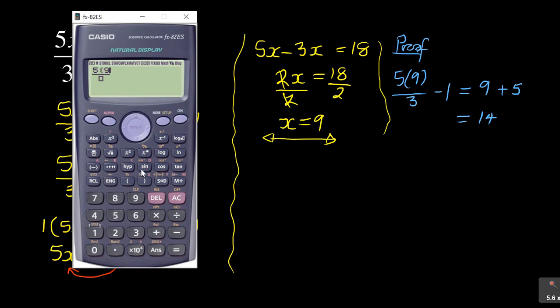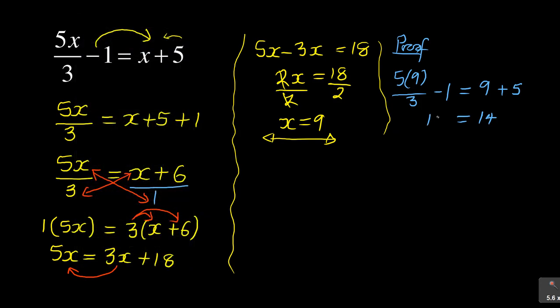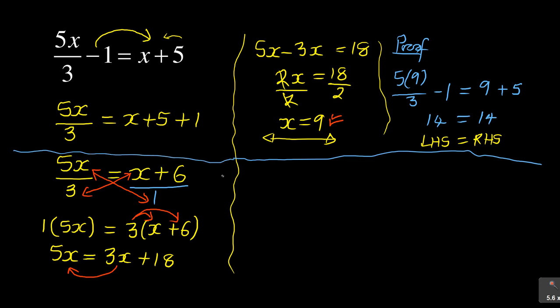5 into 9 over 3, and then it's minus 1. So that is my left hand side. I'm getting also a 14. So you can see now that the left hand side is equal to the right hand side. So in this case, it therefore means that the answer or the value of x being 9 is then correct. So that was one part. And then I say to you, there is a second method that you could have done. Let me take it from here.